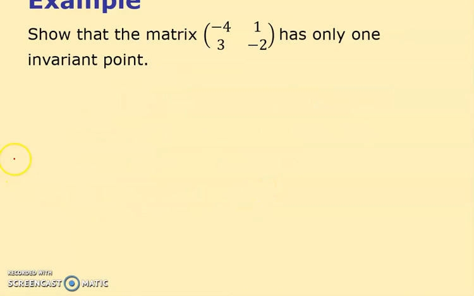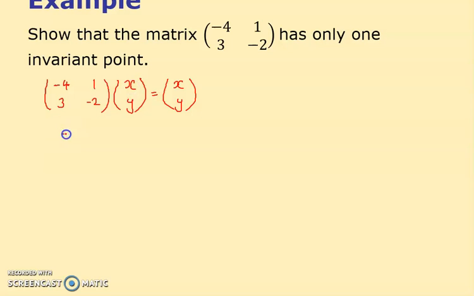So here's another one. It says example. It says show that it's got only one invariant point. Oh right, so I do the same trick though. I don't know what that point's going to be. I'm going to chuck x and y into this. And it reckons this time there'll only be one. So I set it equal to x, y again.